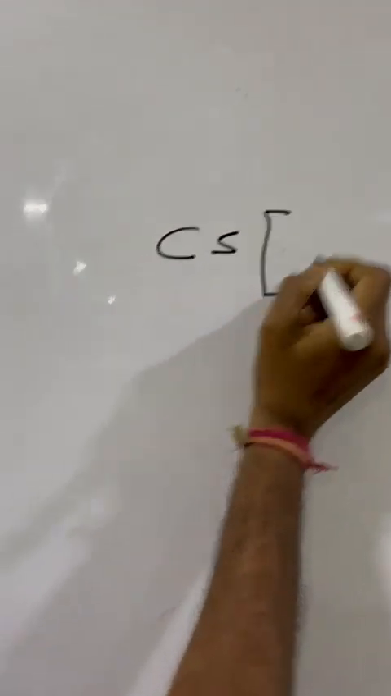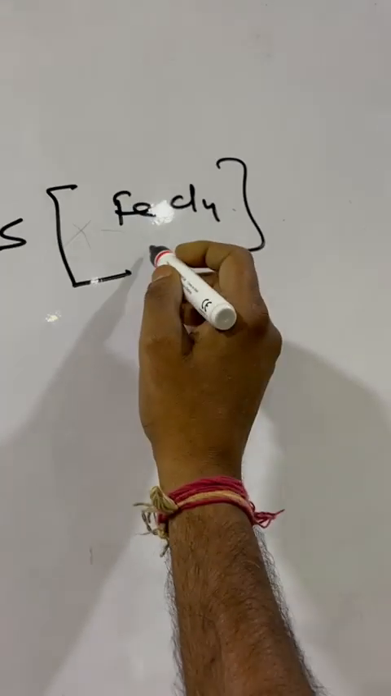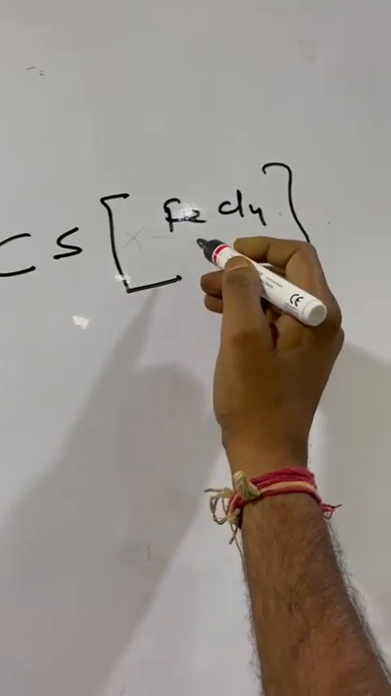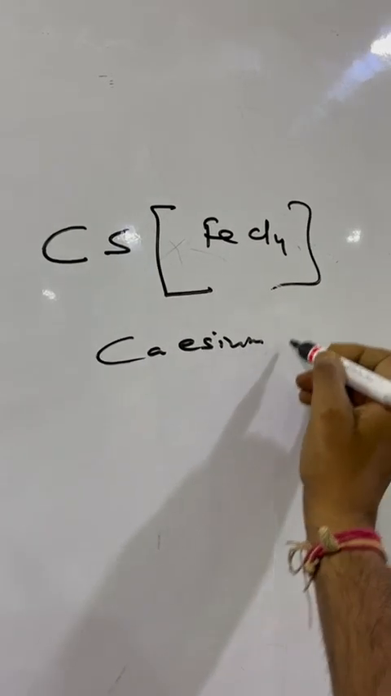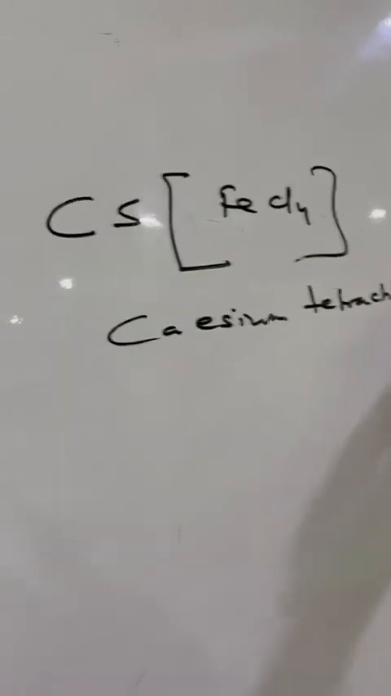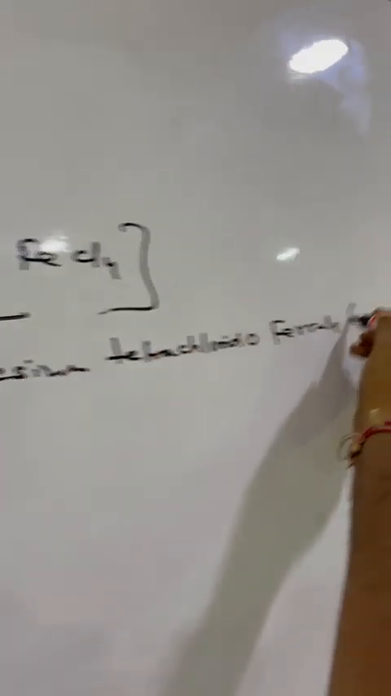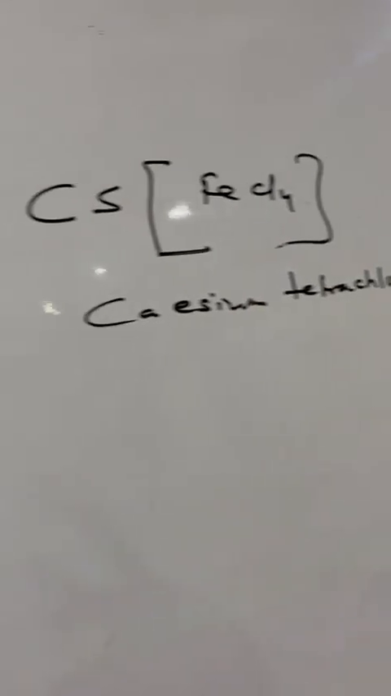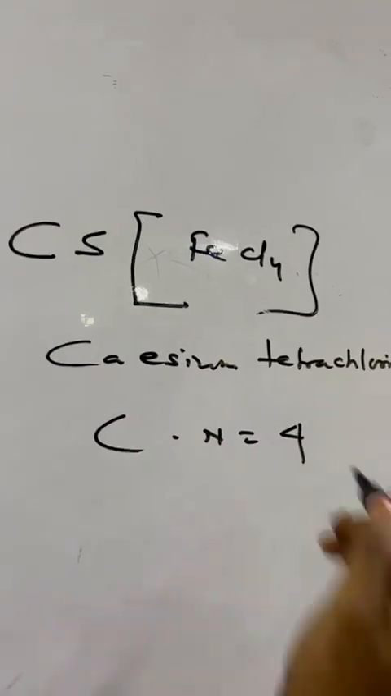One particular complex. If you look at this complex, the complex part is minus. So if I talk about the IUPAC name, cesium tetrachloridoferrate(III). This is the complex. This complex's coordination number is 4.